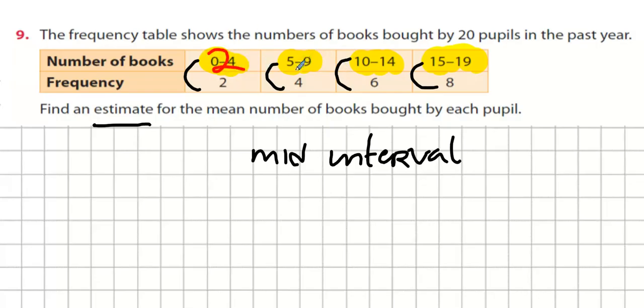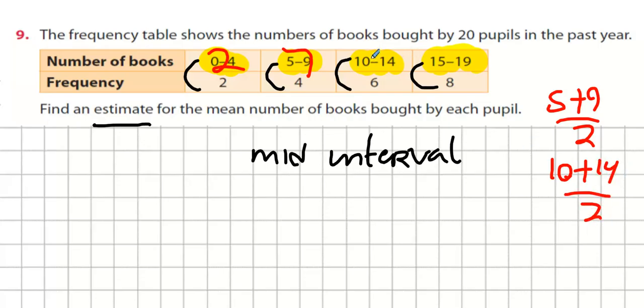What's the middle of 0 and 4? 2. What's the middle of 5 and 9? 5 plus 9 divided by 2? 7. What's the middle of 10 and 14? 10 plus 14 divided by 2? 12. Middle of 15 and 19? 17. Okay, here's what I want you to do now.